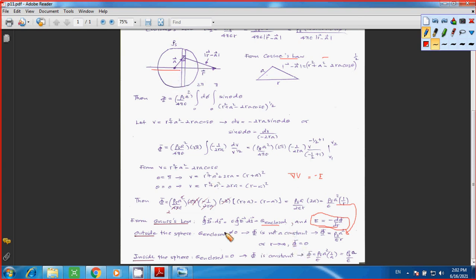Now for inside the sphere, you know exactly that your Q enclosed equals 0. So that results in E equal to 0. And from this equation, for E equal to 0, that means your potential is going to be a constant. So you can plug in r equal to a, and you end up with phi at any point r inside the sphere being rho s a over epsilon. So your potential is going to be the same everywhere inside the sphere.